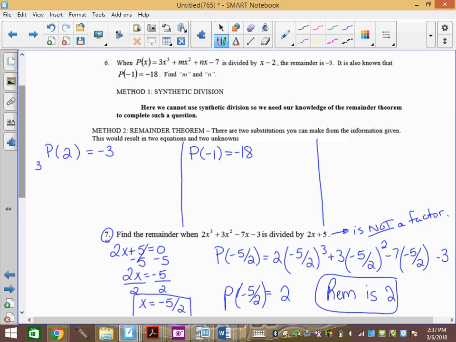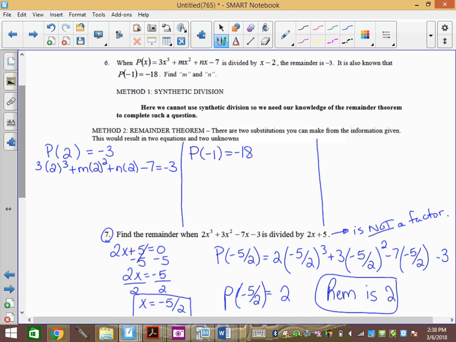So we have 3 times 2 cubed plus m times 2 squared plus n times 2 minus 7 equals negative 3. Now the last one we got k by itself, but here we have two variables. We can't get them by themselves. We can get the two of them by themselves, but we can't solve that way. So what we're going to do is we're going to get the variables by themselves on one side and the number by itself on the other for both equations, and then we're going to have to do an extra step, which we learned in grade 10, and we used in grade 11.